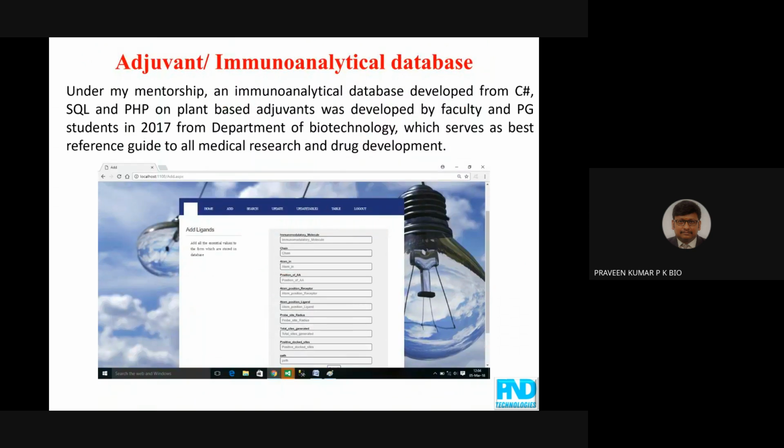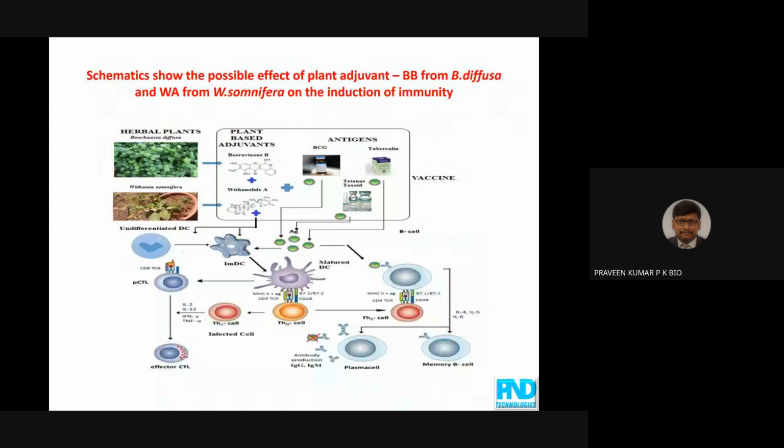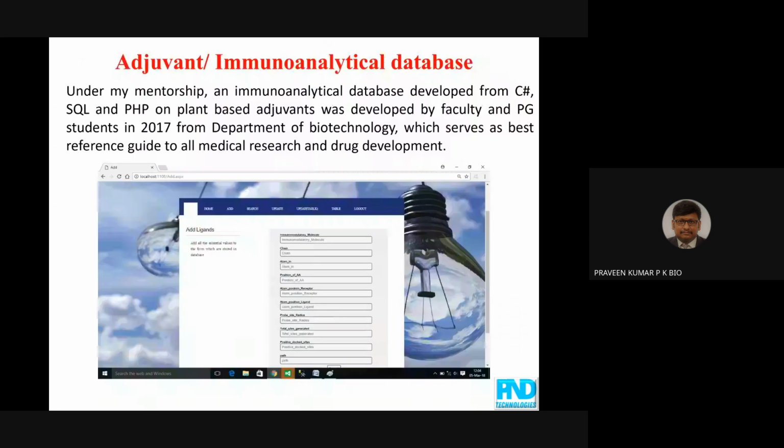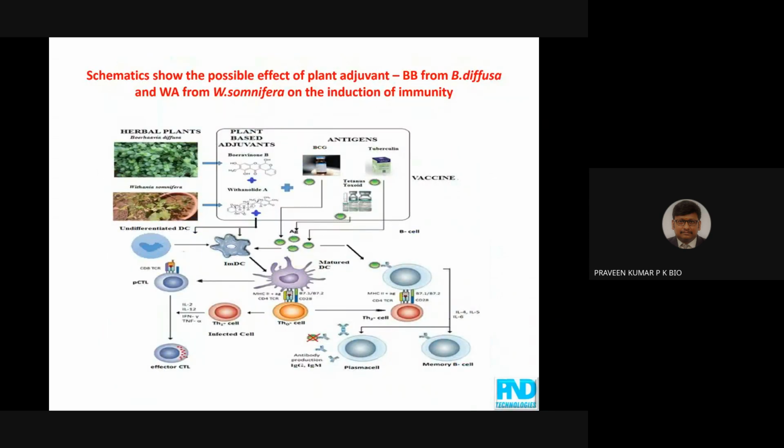Adjuvant database, I told you, for coming up with a plant-based adjuvant for a specific disease, we can use this database. And this is what I worked on in my PhD research. Whatever database I developed is working only on the intranet. On the internet, we have to post the same. And in my PhD research, I focused on two important plant compounds from two different plant sources.